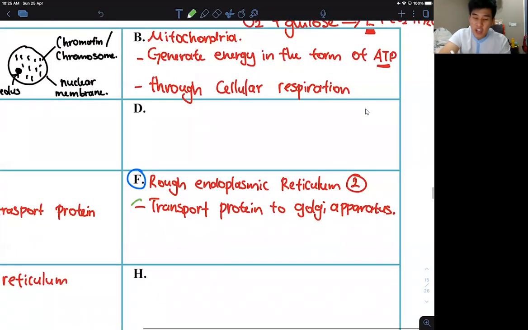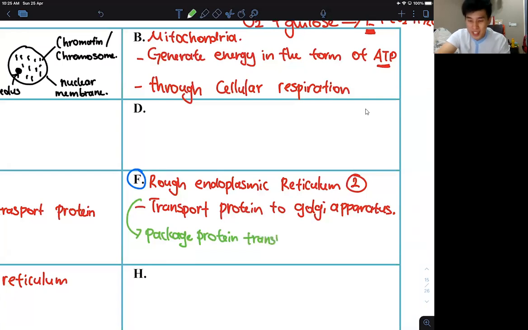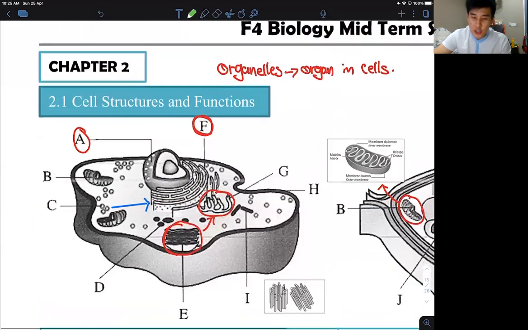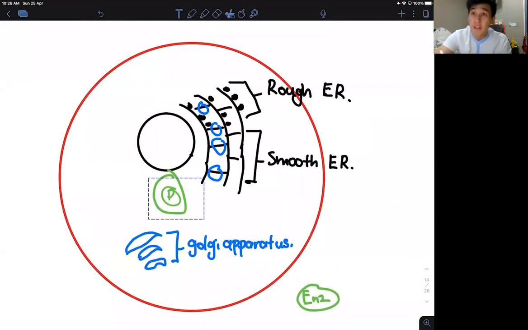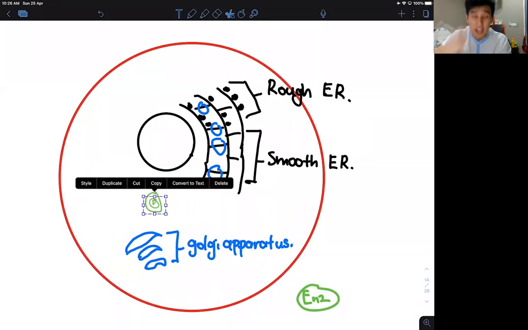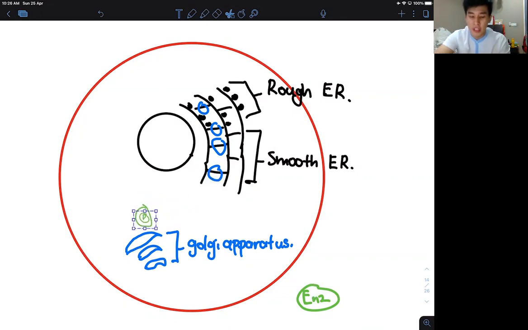At the rough ER, before I transport the protein, I will need to package the protein into something called transport vesicles. Now add this in first. So that is how I transport it. These proteins, I basically package them into a vesicle called a transport vesicle. Then this thing will come over here, like I package the flour into a packet, then I put it inside the lorry and it comes over here.